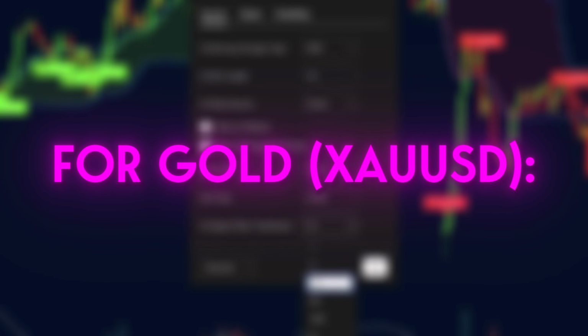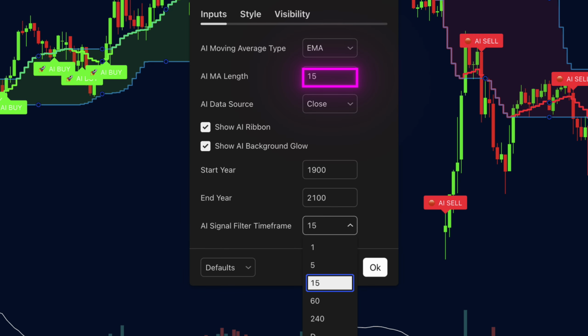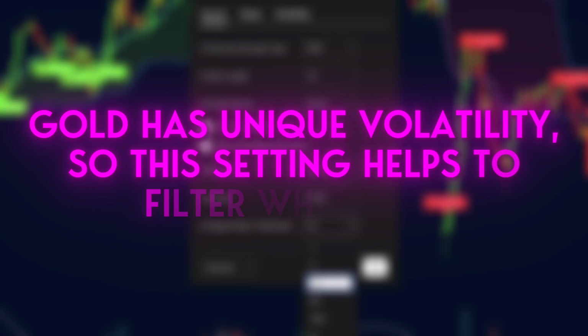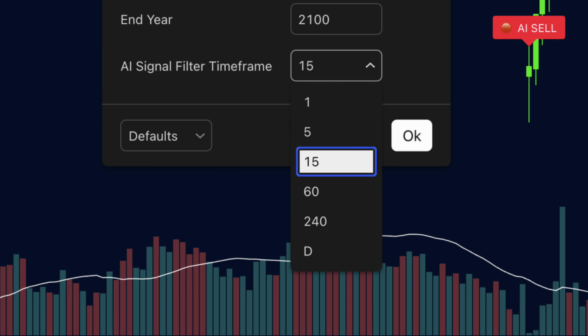For gold, XAUUSD, set MA length to 14 to 18. Gold has unique volatility, so this setting helps to filter whipsaws. For signal filter, if on 1 minute, use 1 hour minimum. If on 5M, use 4H.